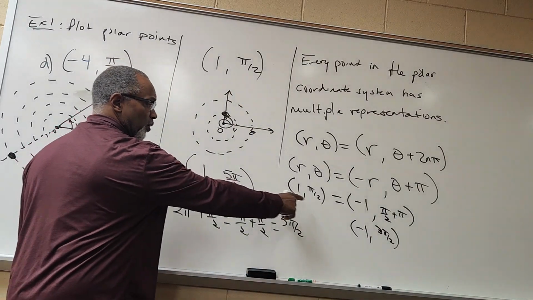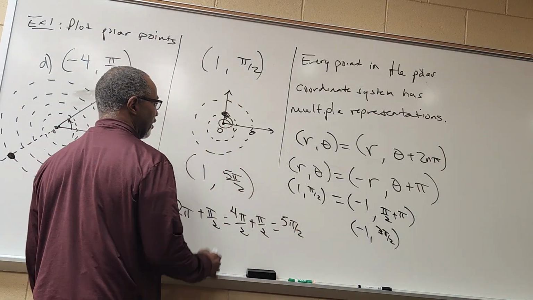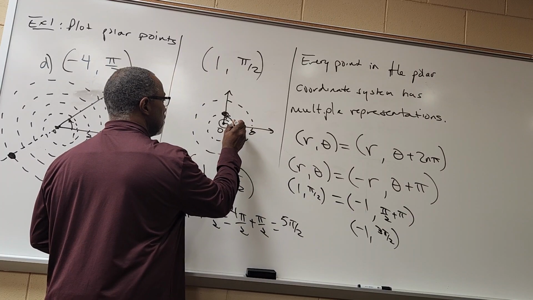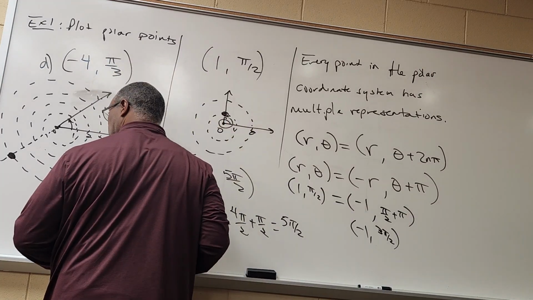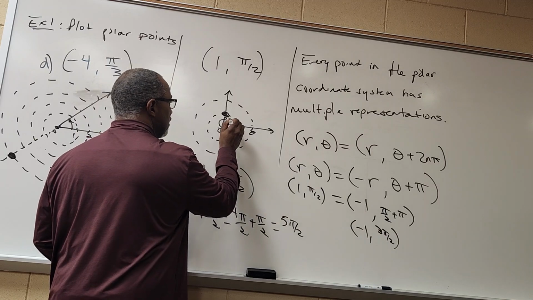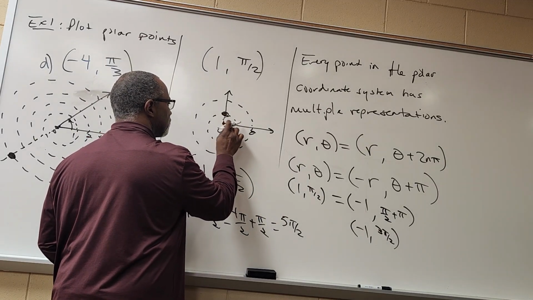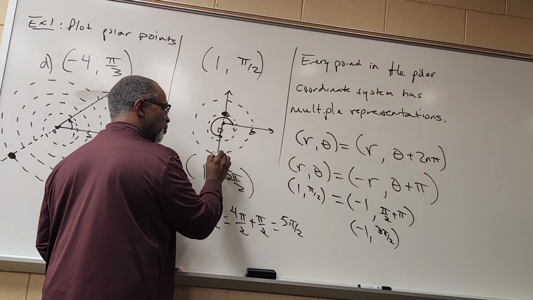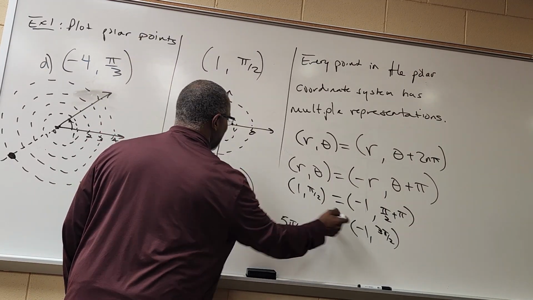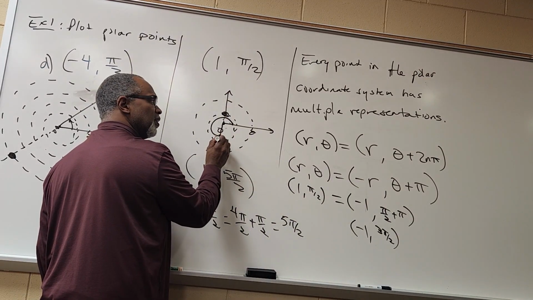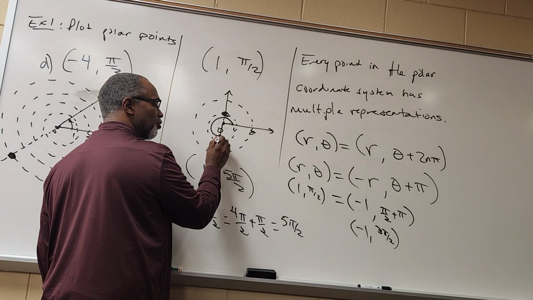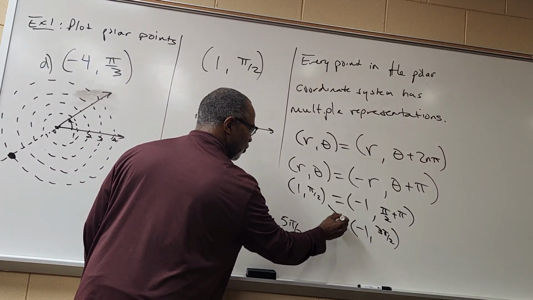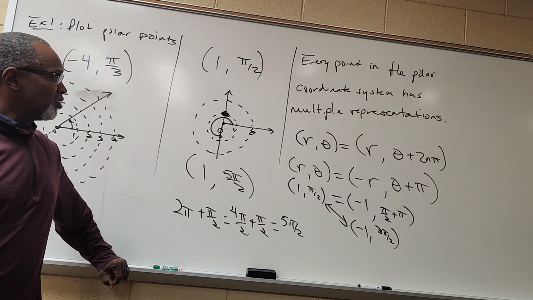Let's see if these 2 points truly do coincide. If I said negative 1 comma 3 pi over 2, I'll first make an angle of 3 pi over 2. Start here at 0 and come around to here. So there's 3 pi over 2, right? But r is negative 1, so instead of going 1 unit in the positive direction on the terminal side of 3 pi over 2, I go in the opposite direction and I go right here. So it is true that these 2 points lie at the same place.